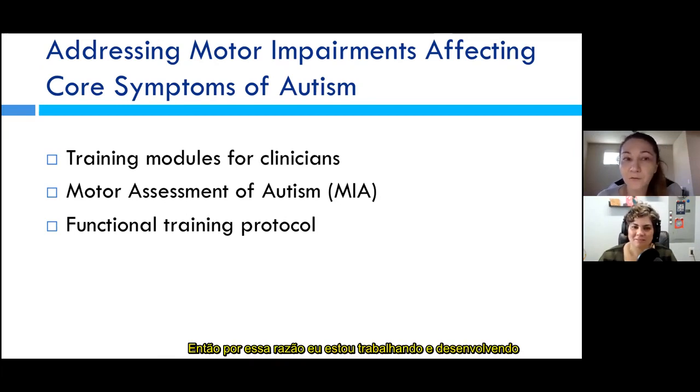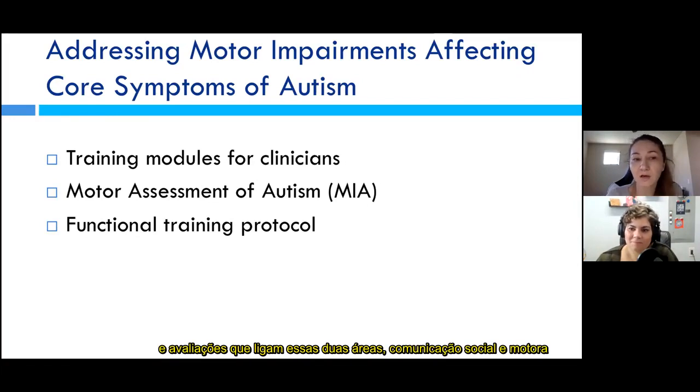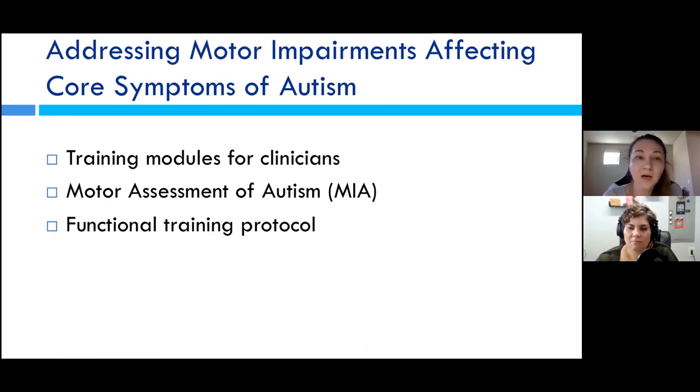So for that reason, I developed some training protocols and also assessments that link these two areas, the social communication area and the motor area. I would like to discuss that a little bit. It's still in the process of validation, so it's not really publicly available due to copyright reasons.